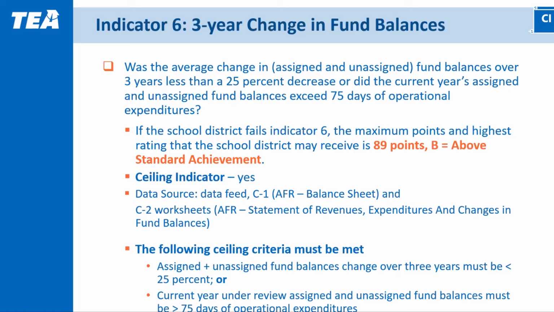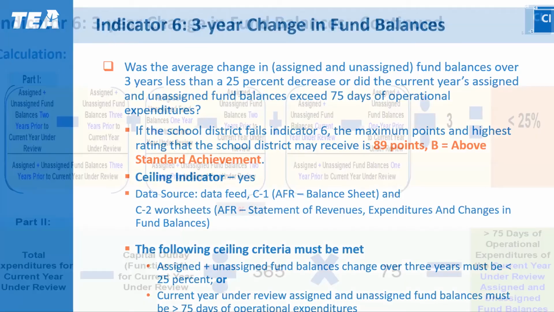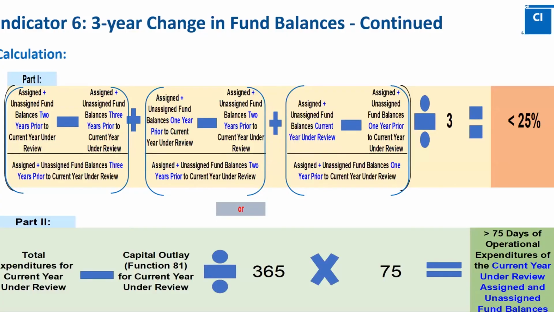If you fail this indicator, it is a ceiling. So the highest score you'll be able to get is an 89. And basically, failing is having a large decrease that's more than 25% over a 3-year period, and having a current year unassigned and assigned fund balance that is less than 75 days of your operational expenditures. And then that's the formula, just to give you guys an idea of what the formula looks like.